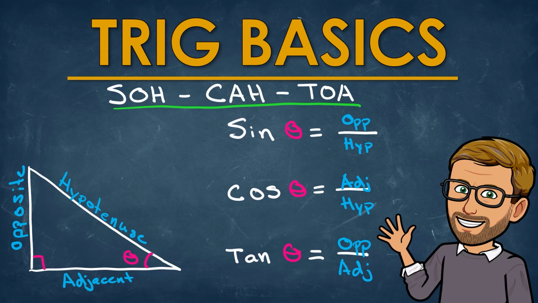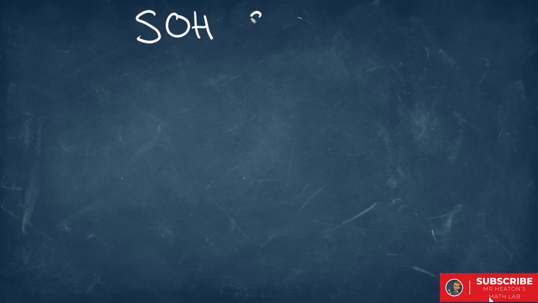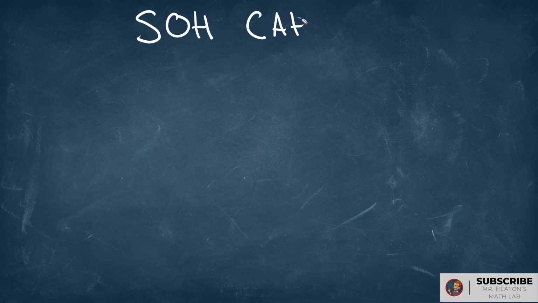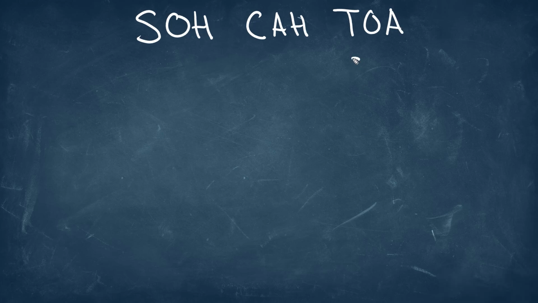In this video, we're going to solve for sides of a right triangle using SOH CAH TOA. SOH CAH TOA is abbreviated as SOH, CAH, and TOA, with SOH signifying sine, which we abbreviate as SIN, with this angle theta, and that's going to be equal to opposite over hypotenuse.